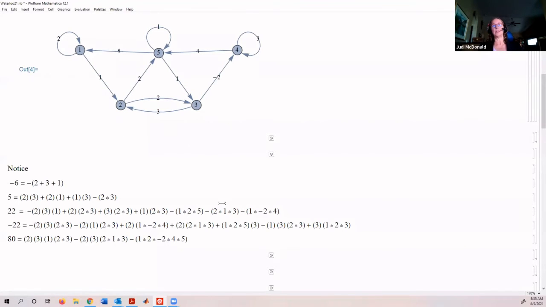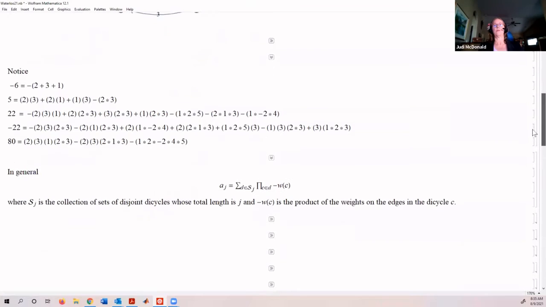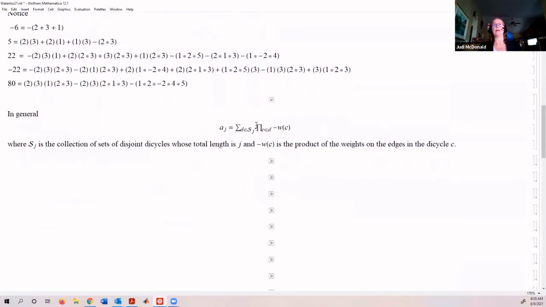So that's the idea. And it turns out that I can get the jth coefficient by collecting all disjoint cycles of total length j into sets Sj, and then I pull one out, and I'm going to add up for each different set of disjoint cycles. I'm going to add those up, and I'm going to pull out my collection.